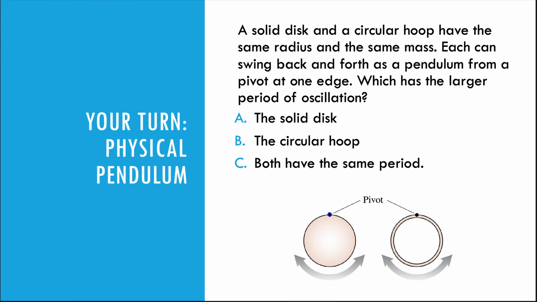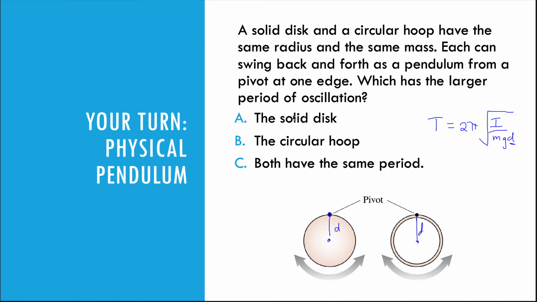Well, we just learned the equation for the period. Period is equal to 2 pi square root of I divided by mgd. So go ahead and think about this question for a second. Pause the video. The one that has the larger period is going to be the one that has the larger moment of inertia, because they have the same mass and they're pivoted about the same distance from their center of mass, because their center of mass is in the center. So they all have the same distance d. Everything is the same except I.